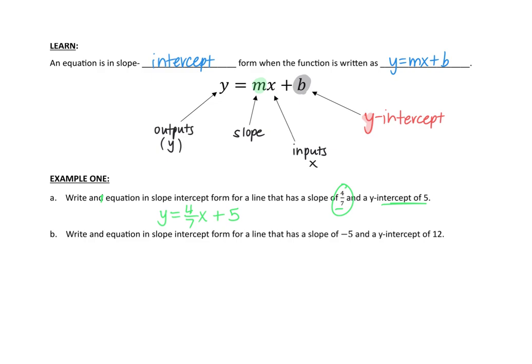If I do the same thing for the next one, this time we have a slope of -5 and the y-intercept is 12. So if I write the equation, go ahead and you try.